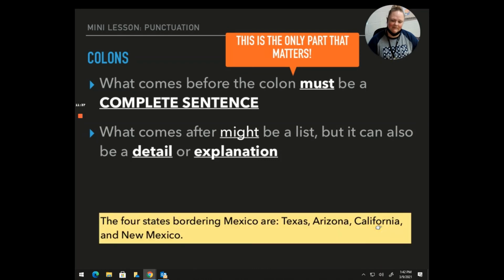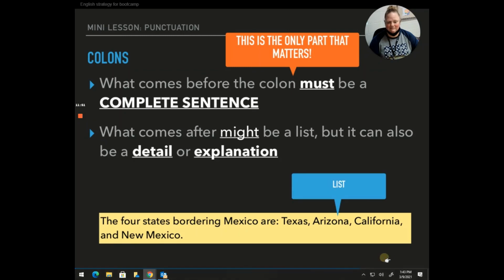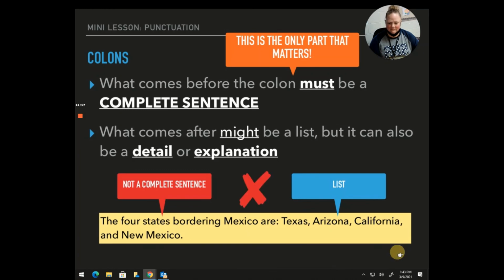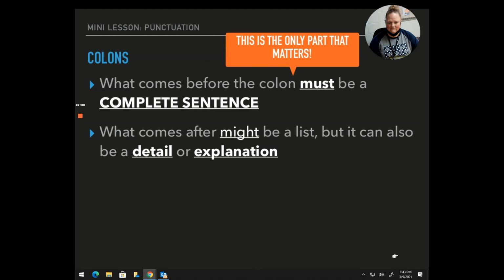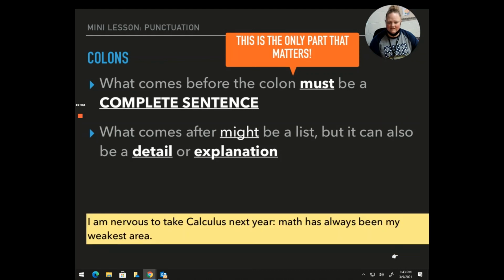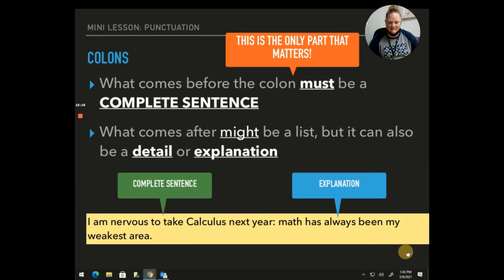The 4 states bordering Mexico are: Texas, Arizona, California, and New Mexico. Does this work? No, because "the 4 states bordering Mexico are" is not a complete sentence. That colon does not work. Now, I am nervous to take calculus next year: math has always been my weakest area. That works because "I am nervous to take calculus next year" is a complete sentence. We can use the colon there. Complete sentence, then an explanation. The colon works!